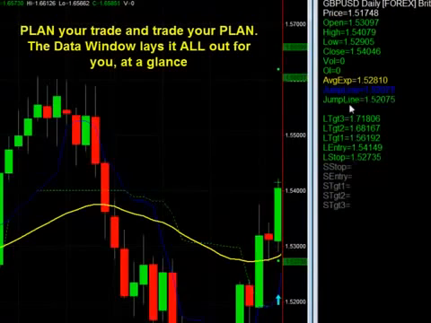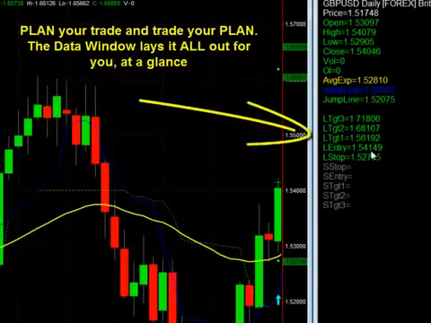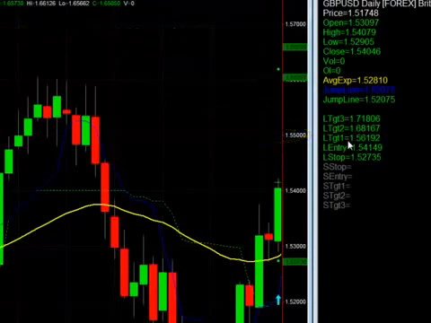When you click on the setup bar, you get the entire trade in the data window: your entry, your targets, and your stop. Typically at target 1, we're going to employ some sort of trade management to either eliminate risk or lock in some profit. Then we're going to exit part of our position at target 2, part at target 3, and then trail the dark blue line for the remainder of the position.